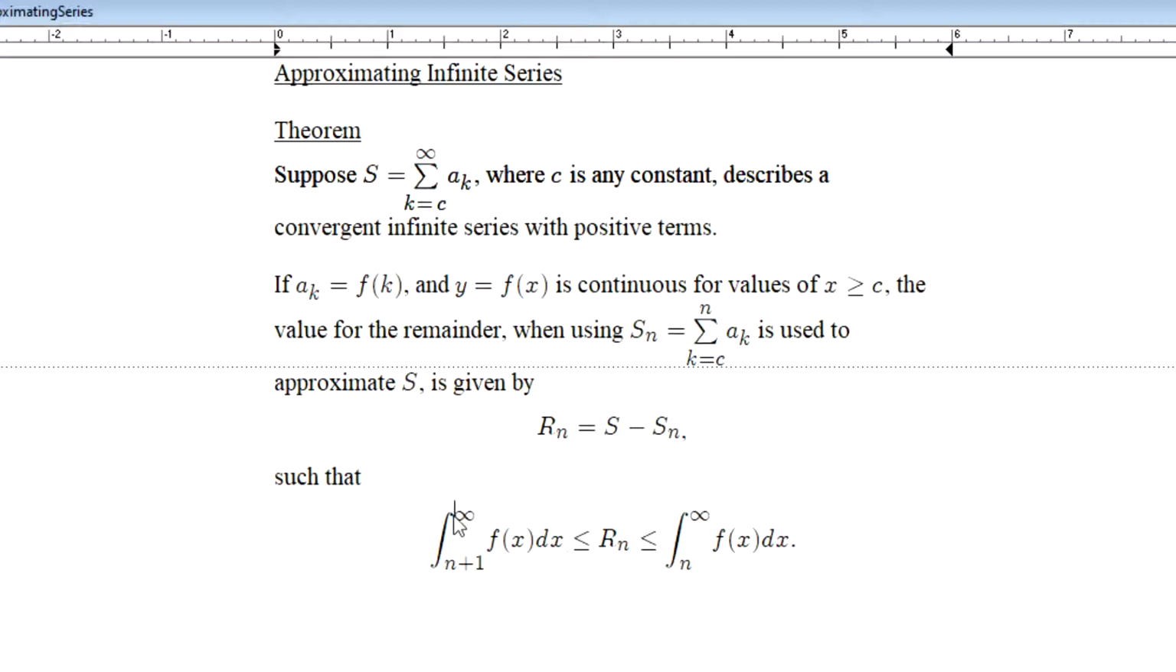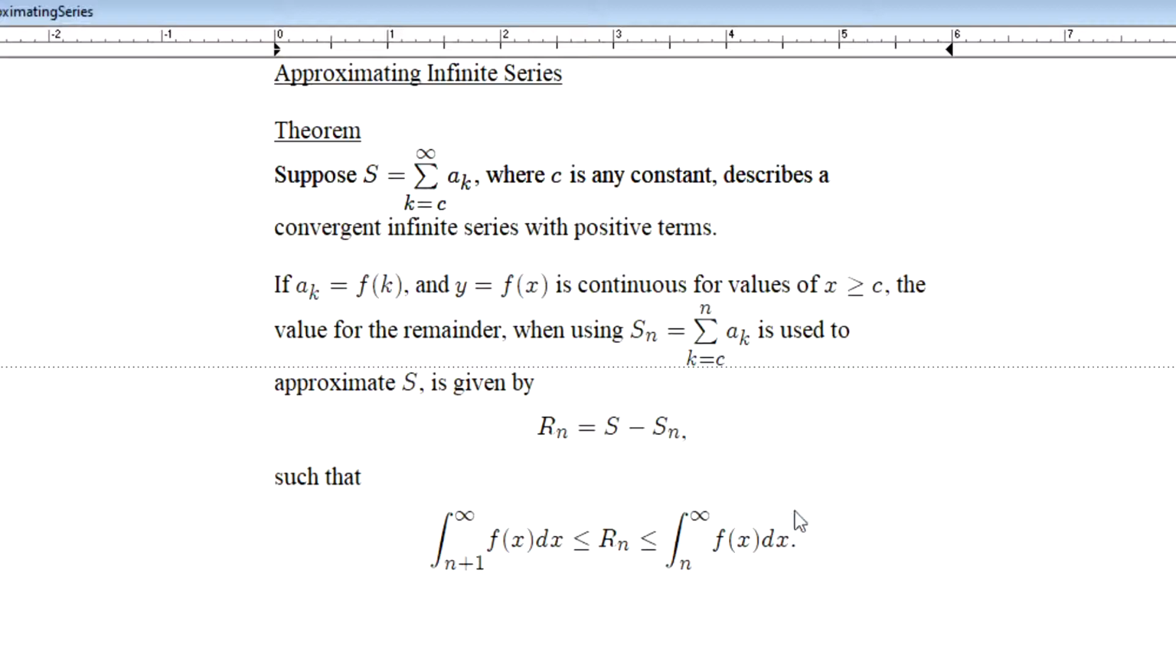Again, these are improper integrals, so their calculation involves some application of limits. We discussed those before the break, at the end of chapter 8, I believe, where we looked at improper integrals. All right, so this is the beginning of the approximation.